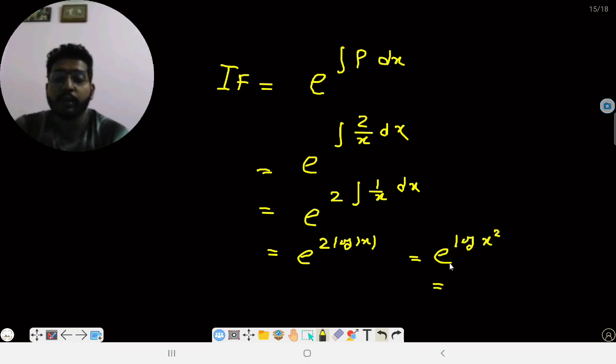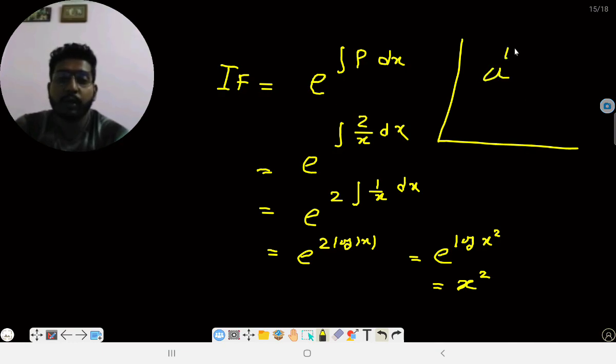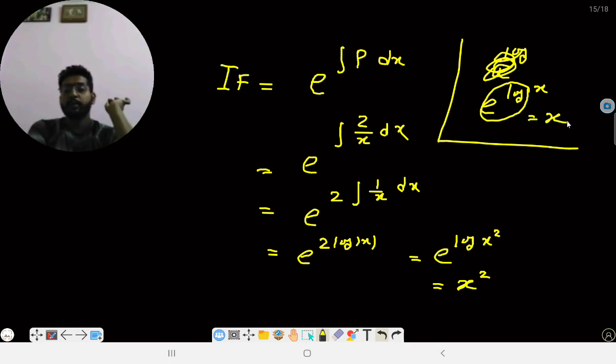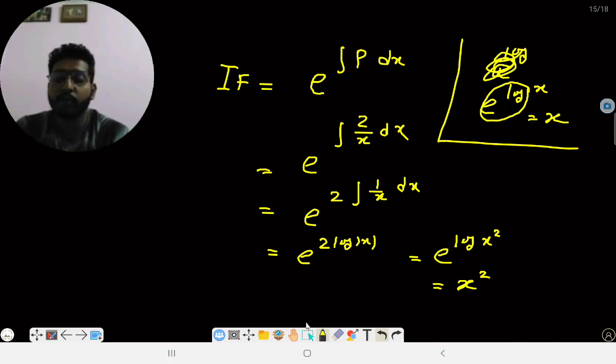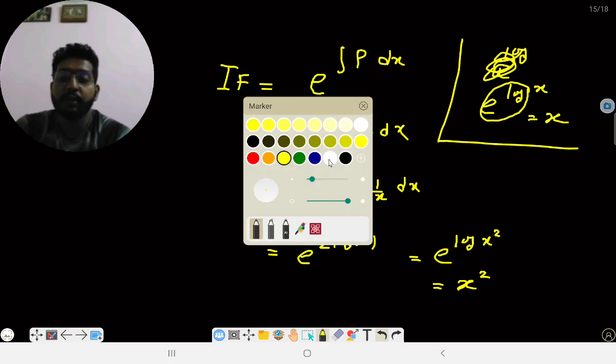Okay, and e to the power log is there, then it will be x square only. This is the property: a to the power log, remember this one only. Suppose e to the power log x. Now if e and log are both together, the answer will be only x. So it will be e to the power log x square, the answer will be x square. So the integrating factor is x square here.